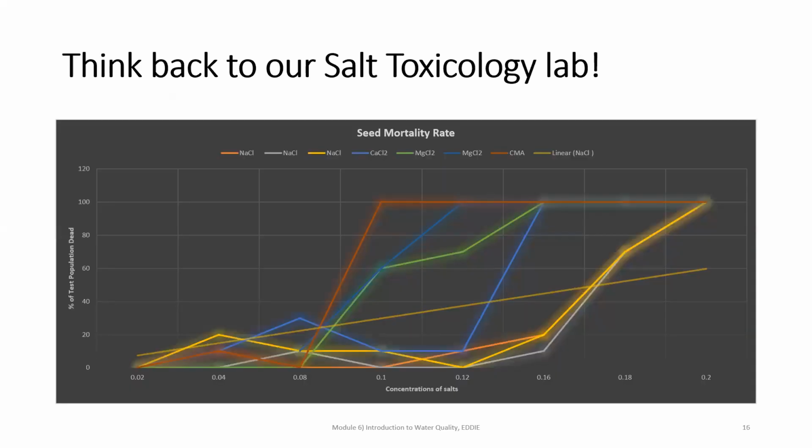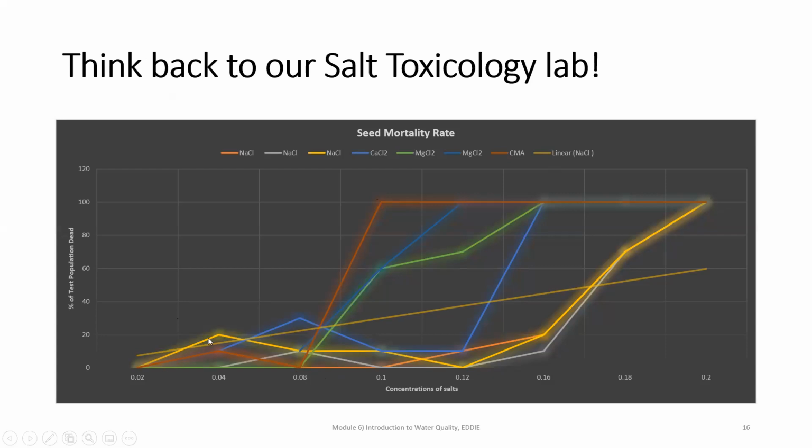So again, think back to our salt toxicology lab. I stole this from one of the lab reports because it looked really lovely, and it does a great job of showing when some of these salts actually become super toxic. If you look at CMA here, it doesn't actually take much, because right after 0.08 molar as our concentration, you can see here at 0.1, 100% of the plants died.